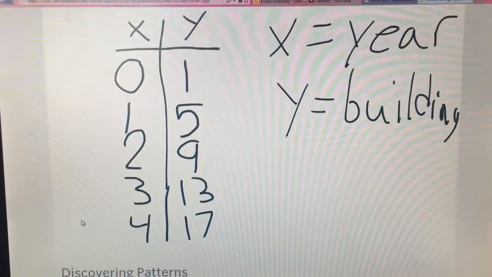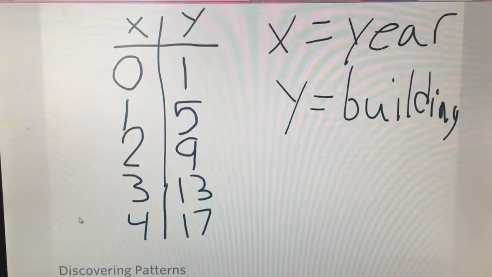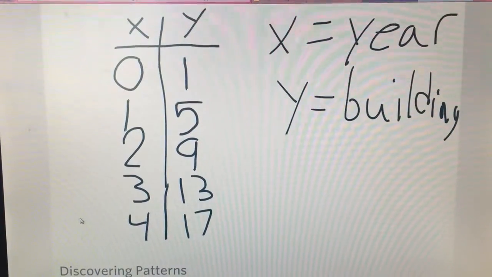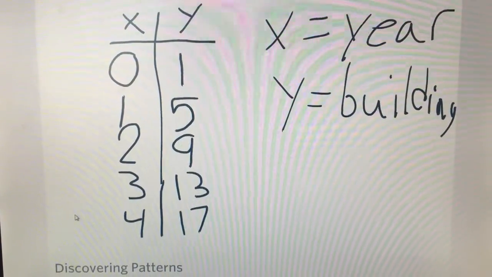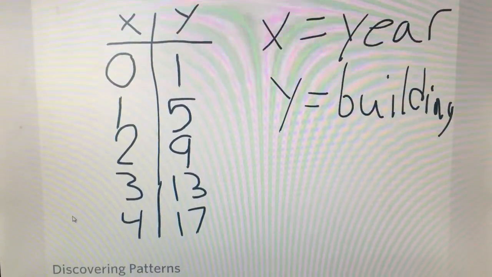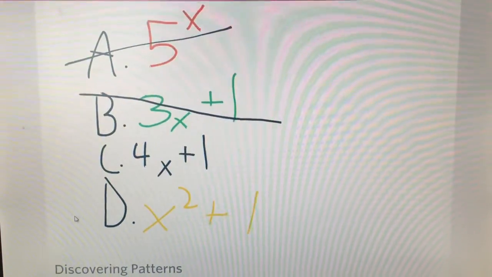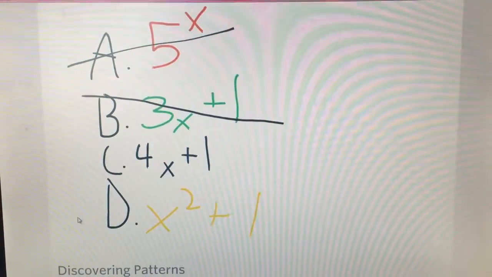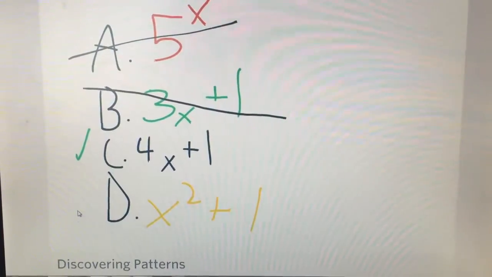That also checks out. 3 times 4 equals 12, plus 1 equals 13. That also checks out. And 4 times 4 equals 16, plus 1 equals 17. So that works out. So all of our values work out.